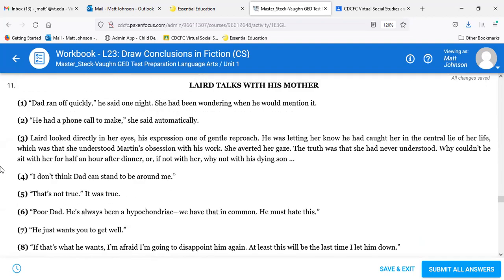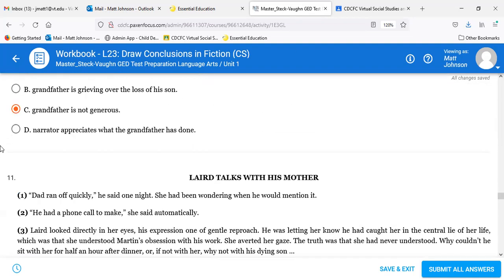And I'm going to go ahead and read our last one here. And we're back to Laird. So from before, this is the character that we know that's fallen ill, and he's talking with his mother here.